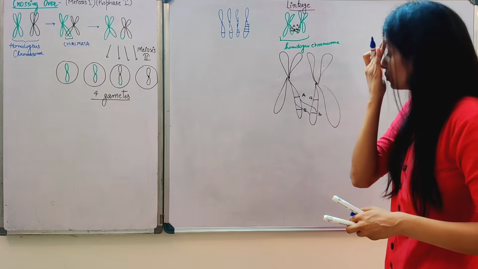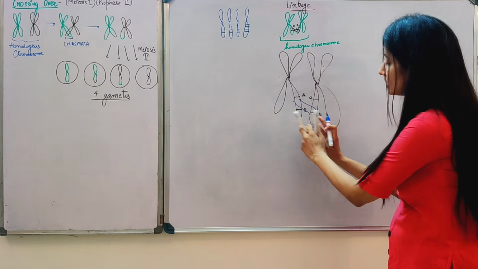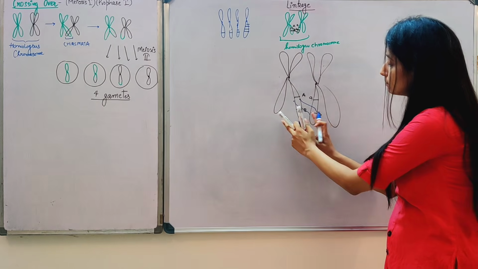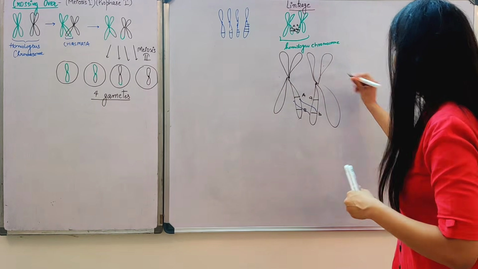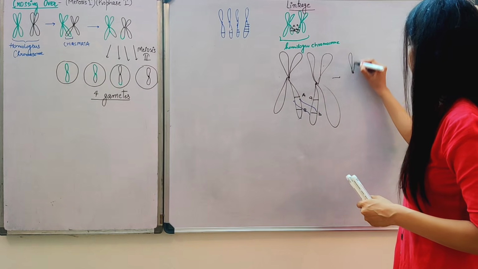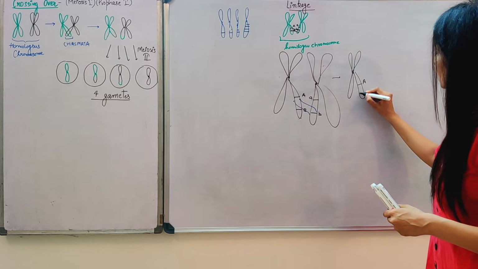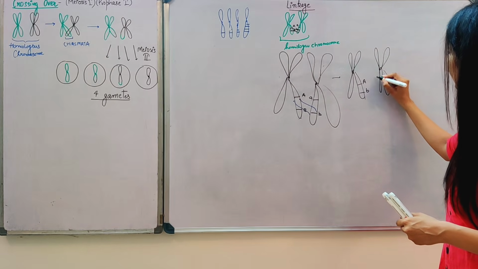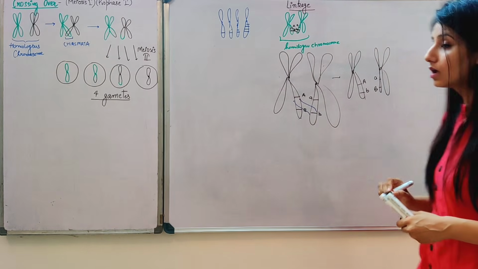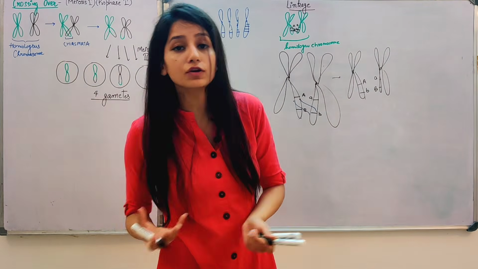Okay. So this part has gone to this chromosome and this part has gone to this chromosome. So what will it result in? It will result in A, small b and small a, capital B. How has this occurred? This has occurred due to crossing over.